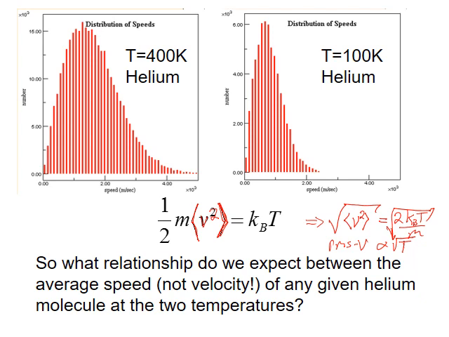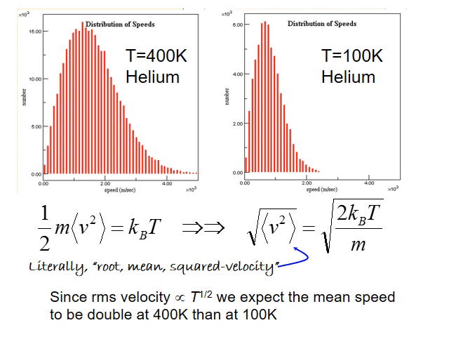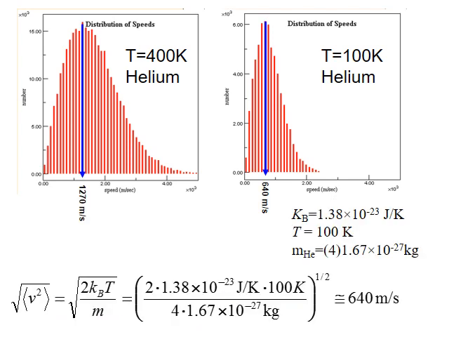So as the temperature increases, the average speed also increases, but not linearly. It goes with the square root of temperature. So we would expect the average speed to double at 400K compared to 100K. Increasing the temperature by a factor of 4 means that we increase the speed by a factor of 2. And when you work it out with the specific values for Boltzmann's constant, the temperature and the mass of a helium molecule, that's exactly what you get.